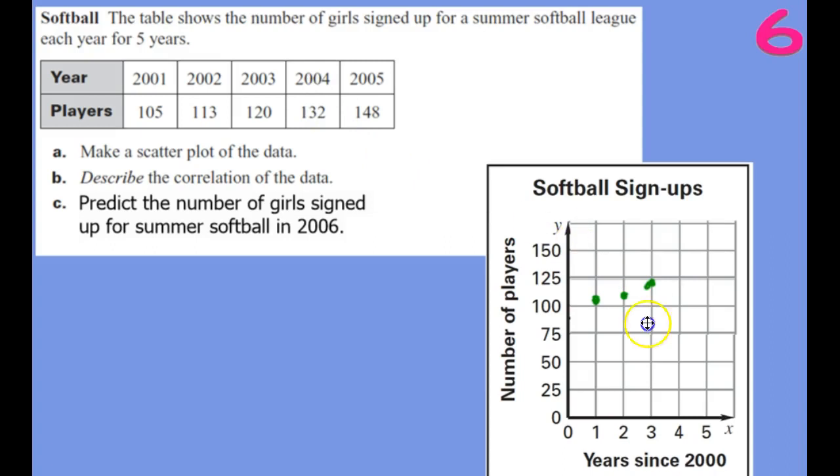2004 has 132. So go from 4 up to maybe halfway between these two. That's about 132. And 2005 has about 148. So 2005 go up to about 150, but not quite there. And we should get 148. Now, if we were to create a line of best fit for this, we would draw a line straight through our data here.